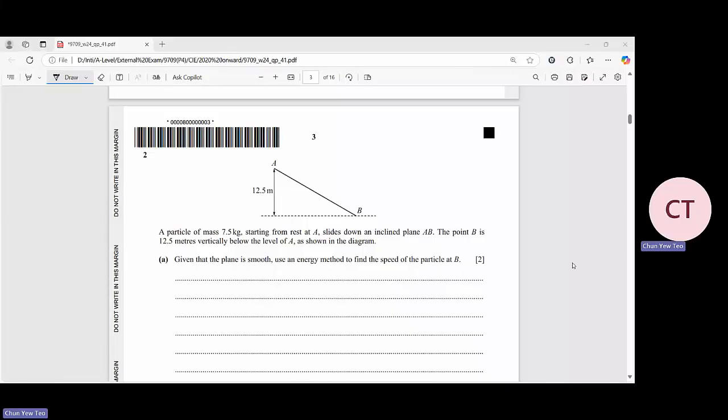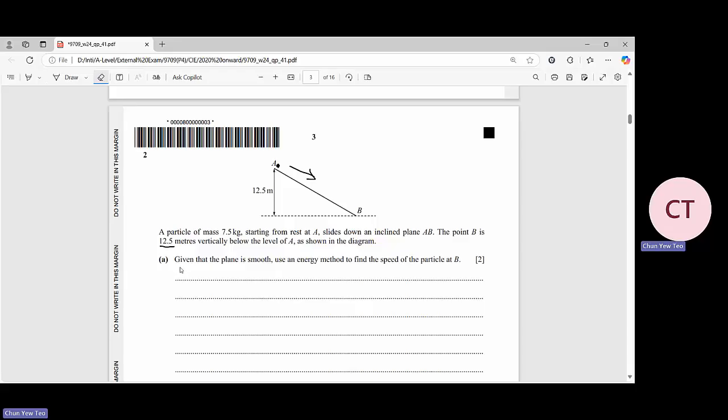Okay, now we take a look at question number 2. We have a diagram here. A particle of mass 7.5 kg, starting from rest at A, so the mass is over here at A, slides down an inclined plane AB. The point B is 12.5 meter vertically below O, as shown in the diagram over here.